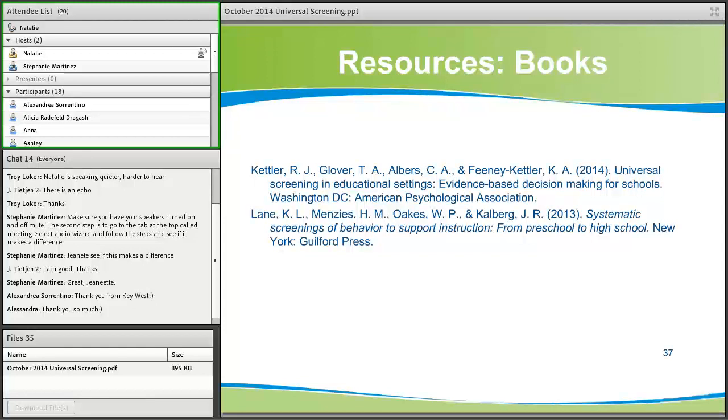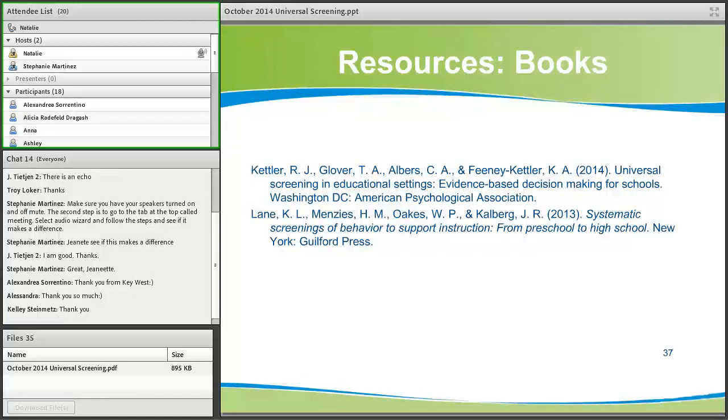On the slide here, you can see two books that have come out fairly recently that might be good resources to get you started, that really are a book dedicated to addressing the many different areas of consideration as you move forward with this type of approach.